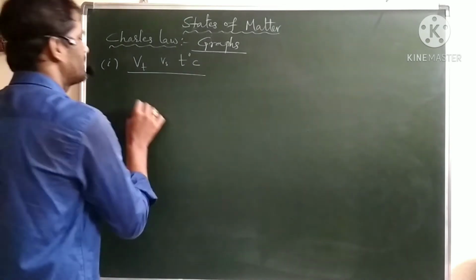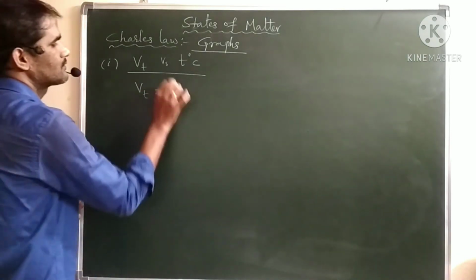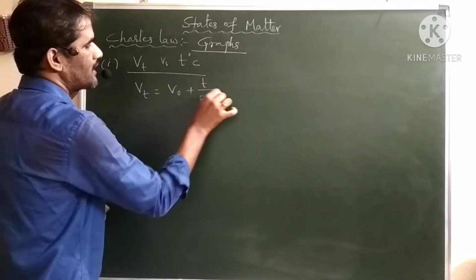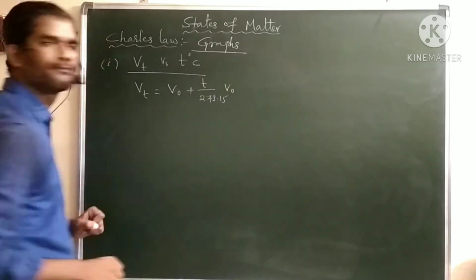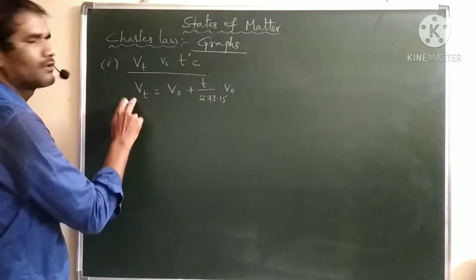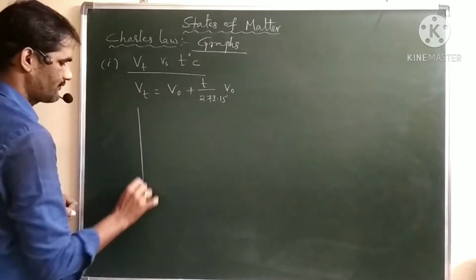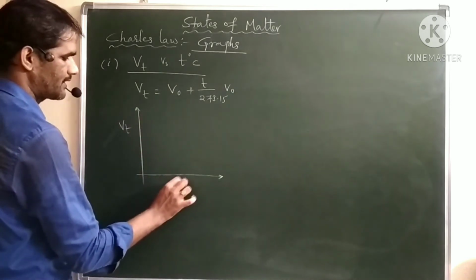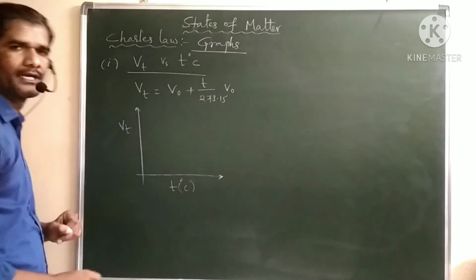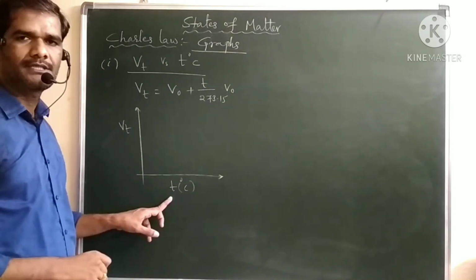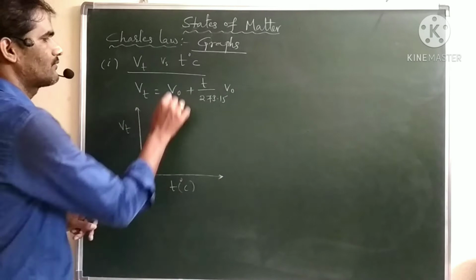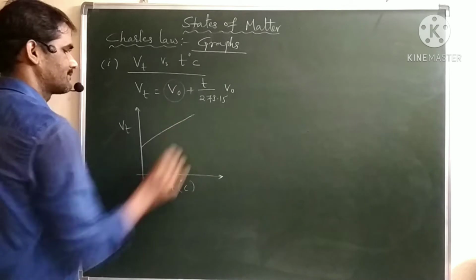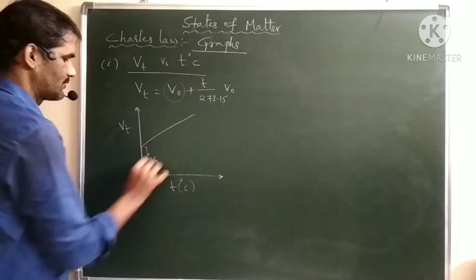And we have the formula here: Vt is equal to V0 plus T by 273.15 into V0. Here it looks like y equals mx plus c. Then the graph we can draw like this. This is Vt and this is the temperature in degrees Celsius. This is very important. When you draw a graph with respect to temperature in degrees Celsius, we have y equals mx plus c. Some intercept is there, so the graph will look like this. It has some intercept V0.